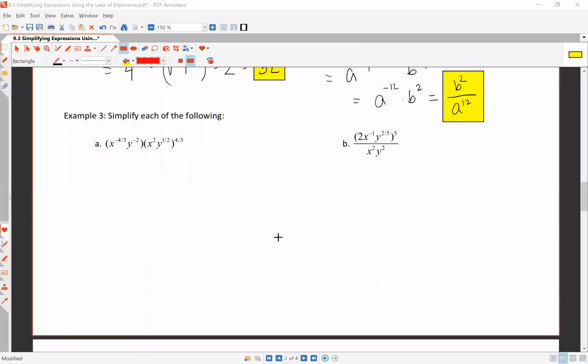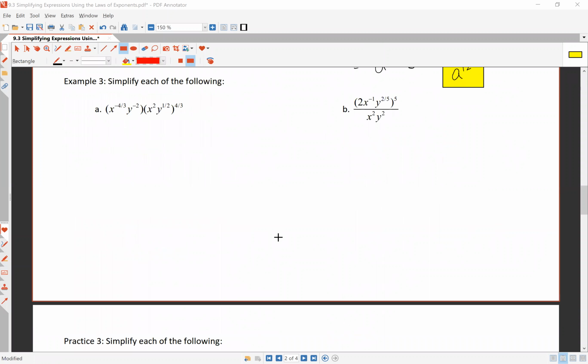Example 3, simplify each of the following. x to the -4/3 and y to the -2. We'll leave those alone for right now. And then we need to take x squared and raise that to the 4/3 power, and y to the 1/2 raised to the 4/3 power.